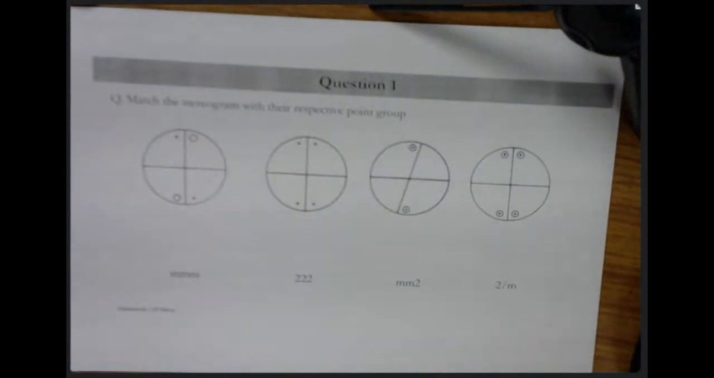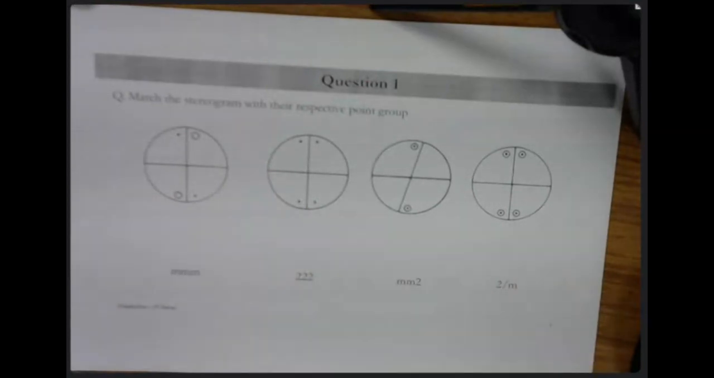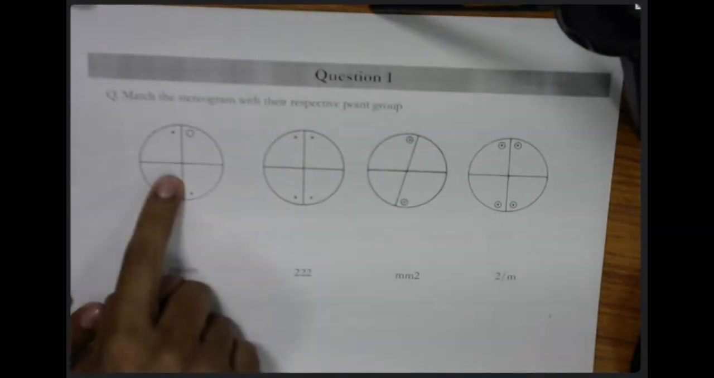So here, what it is telling is that we have to match the stereogram with its respective point group. Okay, so a stereogram is there with us, and some point groups are written. We need to match which of them it corresponds to. We have to match them accordingly.